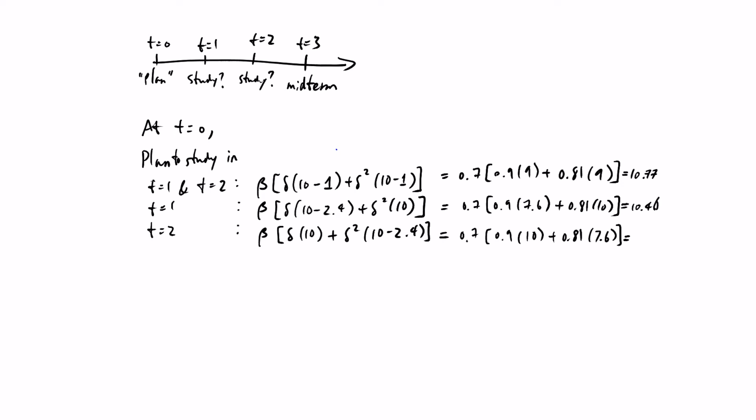And finally, 0.81 times 7.6 plus 0.9 times 10 times 0.7, that's 10. Did I do something wrong? It's lower than the first one. It's actually 10.61. Let me check. Make sure I did the calculation correctly. That seems weird.